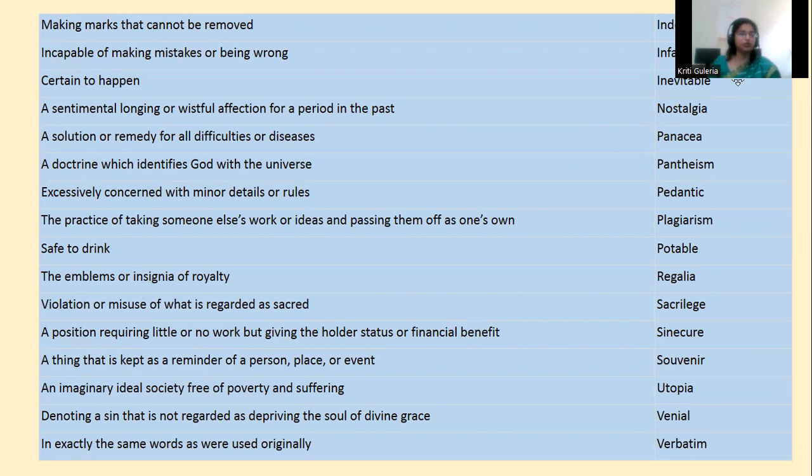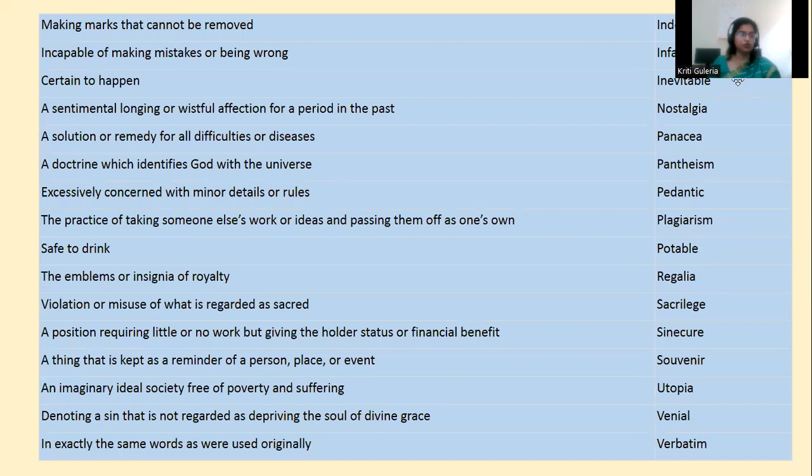Next is a solution or remedy for all difficulties or disease, referred to as panacea. A doctrine which identifies God with the universe, pantheism. Excessively concerned with minor details or rules can be substituted with one word, that is pedantic. The practice of taking someone else's work or ideas and passing them off as one's own work. Yes, very much in research, which is plagiarism. Something which is safe to drink, potable. The emblems or insignia of royalty, regalia.